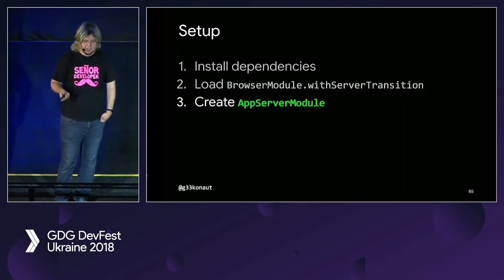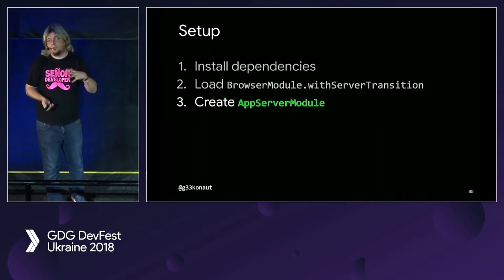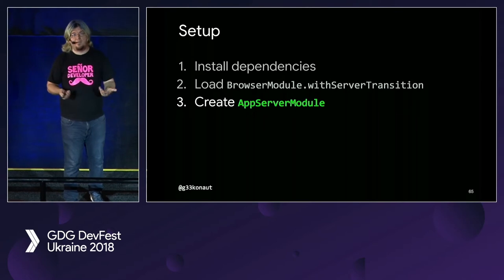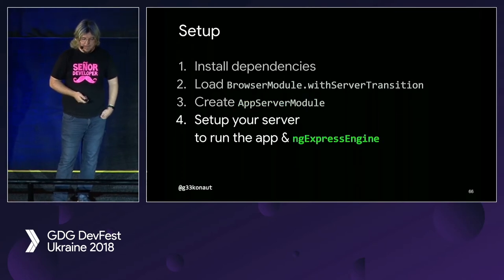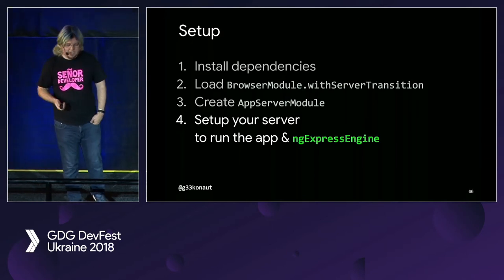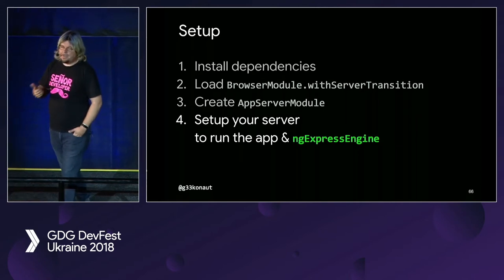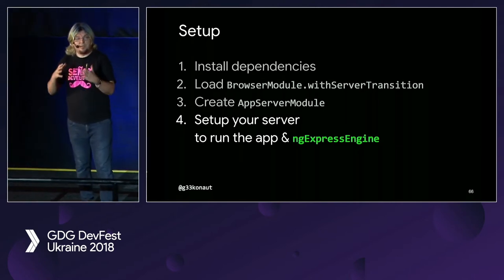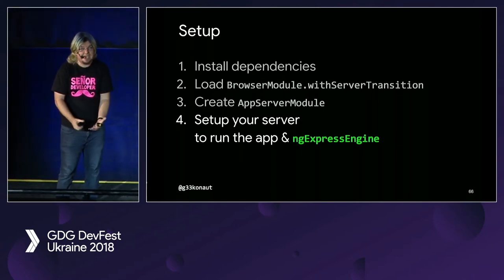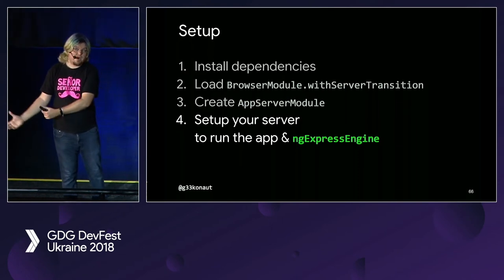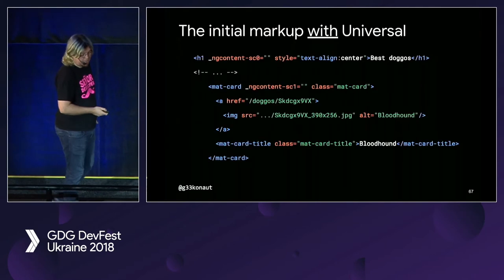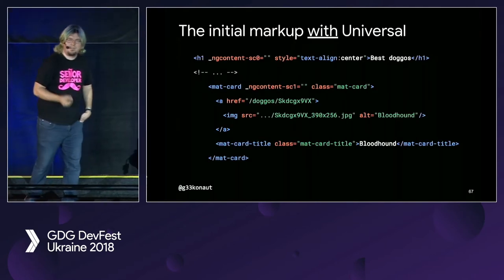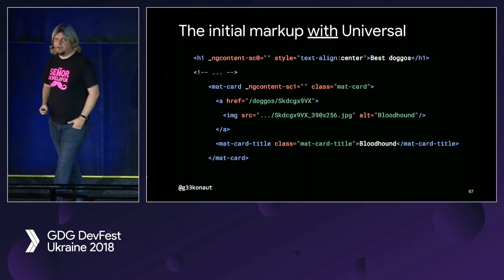And then we basically just create a server module, which is a module that loads all the dependencies and prepares our application to be run by a server side environment. And then within your server, for instance Express, you use the ng Express engine and basically run your application on the server side, fetch all the data there, and send as much as you can over the wire rather than sending this empty skeleton of JavaScript. And this is what you get then. This is the benefit at the end of this process.